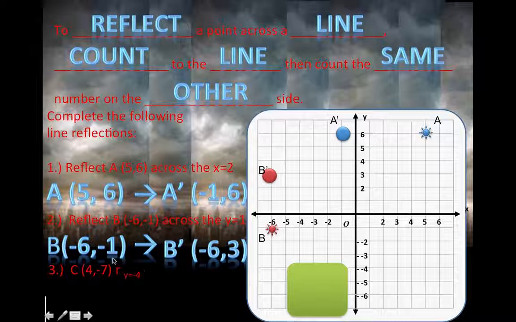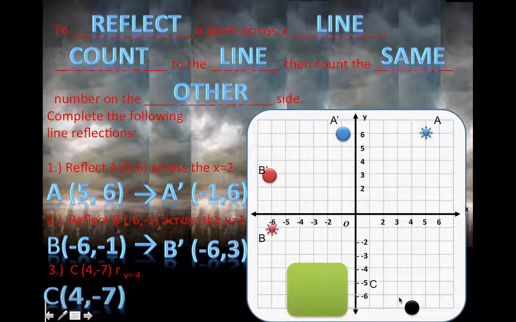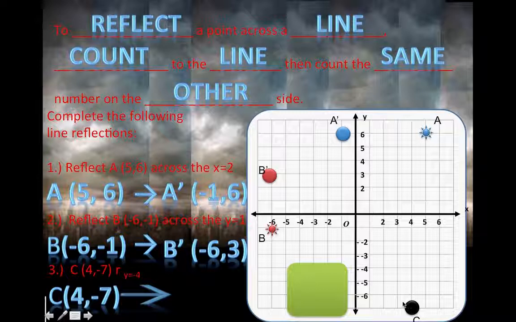The last example has that different notation again down here. We're taking the point C, which is at 4, negative 7, so we'll graph that. 4, negative 7, way down here on the bottom. Make sure you label it C. And this notation means we're going to reflect it in the line y equals negative 4. Y equals negative 4, and this lowercase r means reflection.